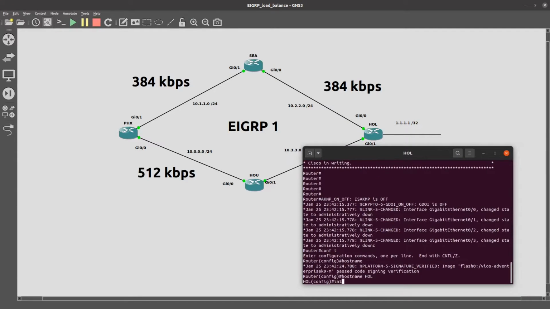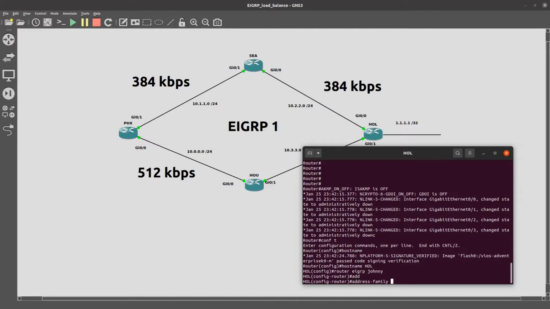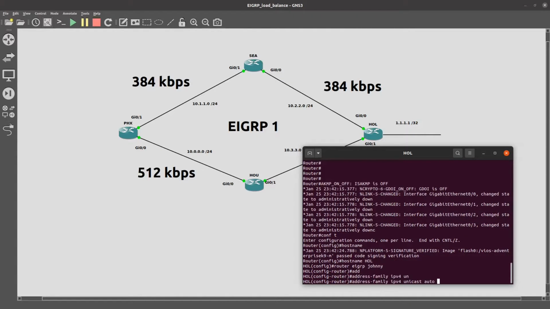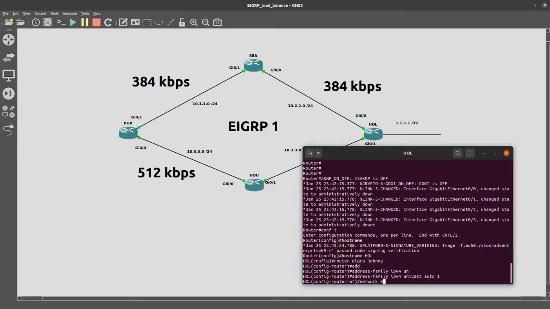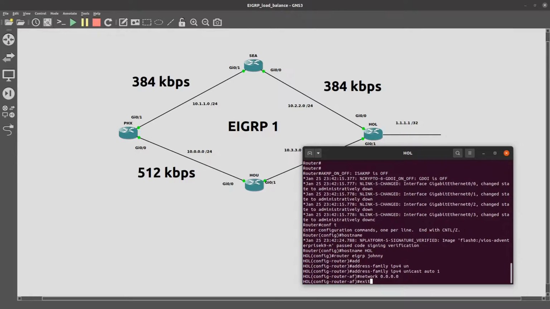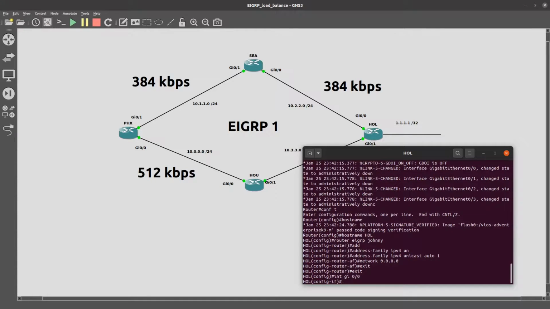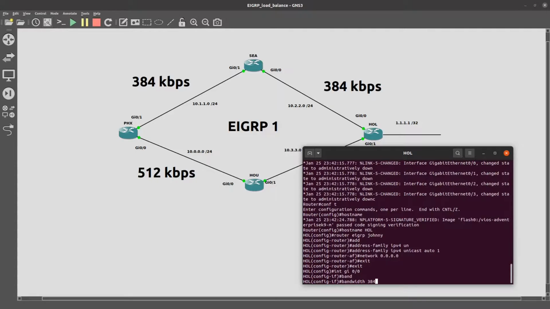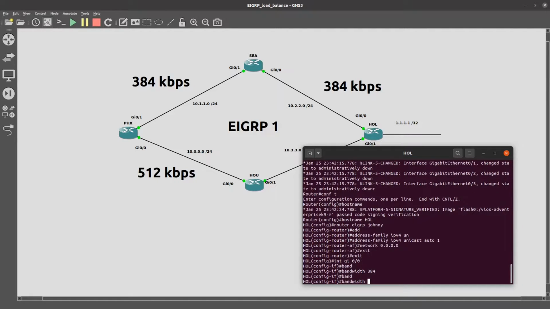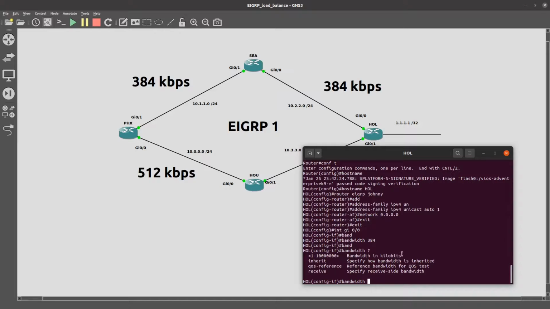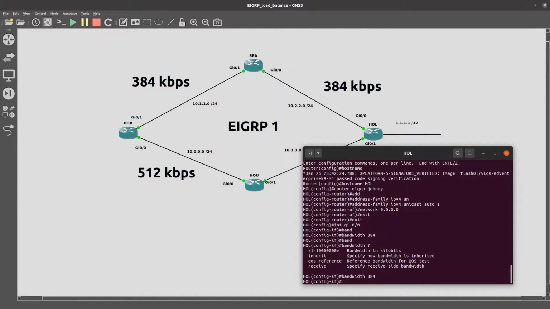Alright, first thing I'm going to do is set up EIGRP. We're using name mode. Again, I'm going to go through this kind of quick because what I want to show you guys today is unequal load balancing. All this other stuff you should have learned in the past videos, right? So now we're going to go into Gig 0, set the bandwidth to 384 kilobits. Show you that bandwidth in kilobits. Alright, that's good. 384 is how we manually change it.